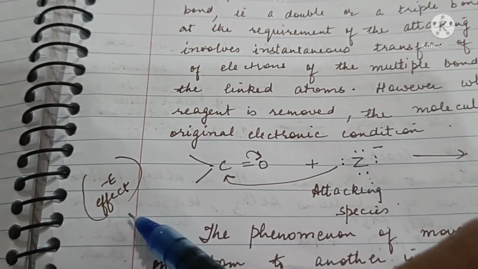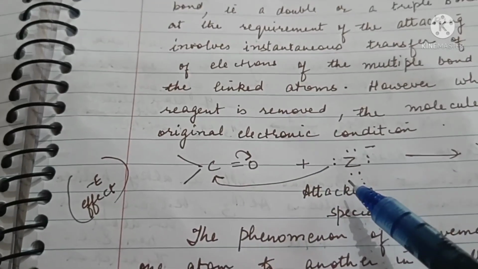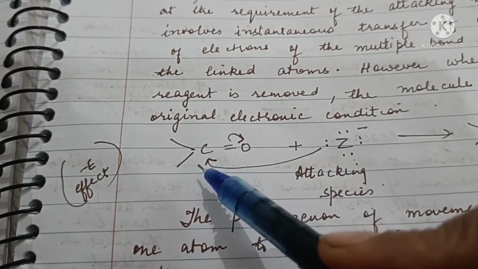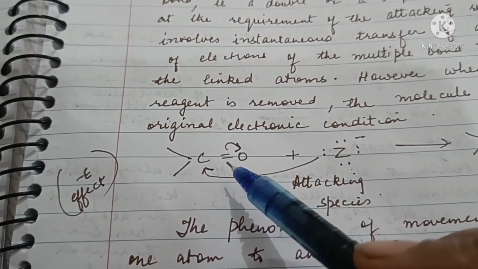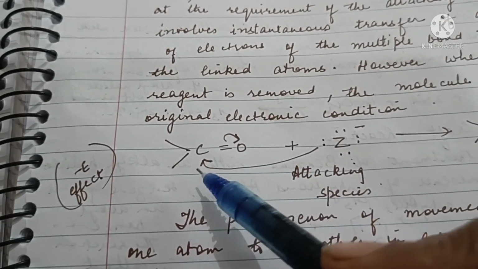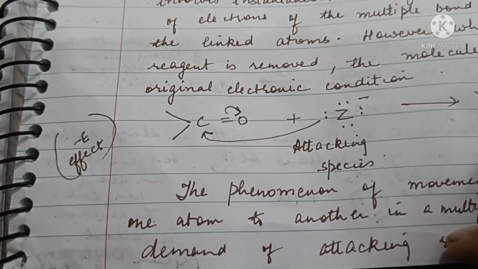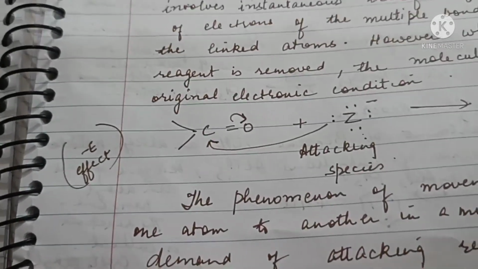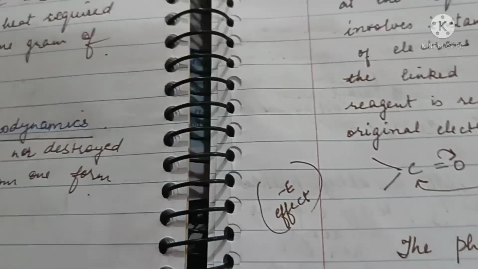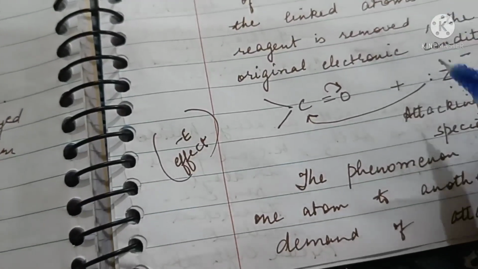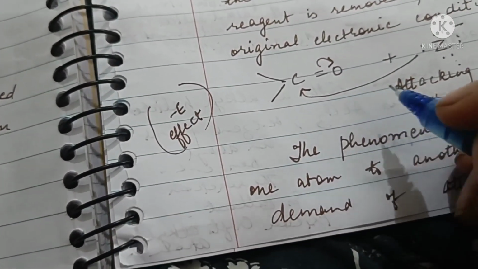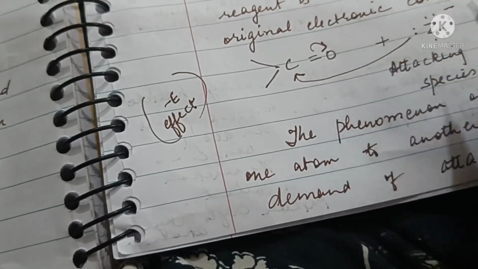This is a minus E effect because the attacking reagent will attach to that carbon atom which is opposite to the one to which the electrons have moved. There is another electromeric effect where the attacking reagent moves to that carbon atom where the electrons go. That is plus E effect.